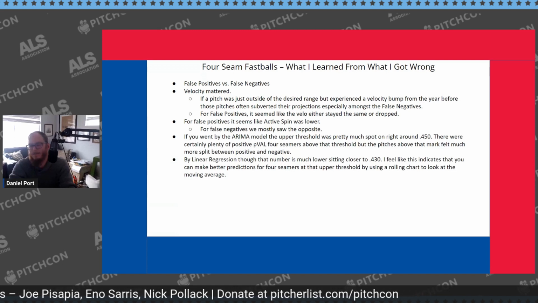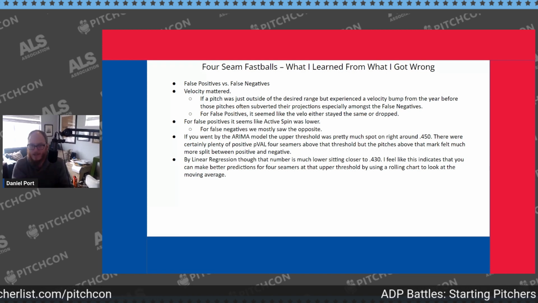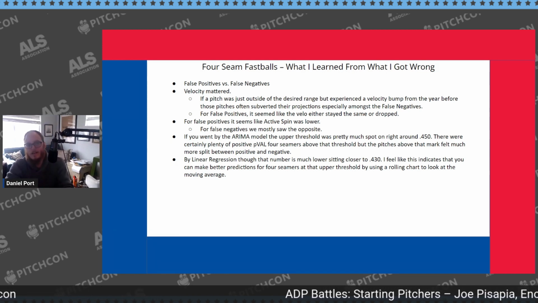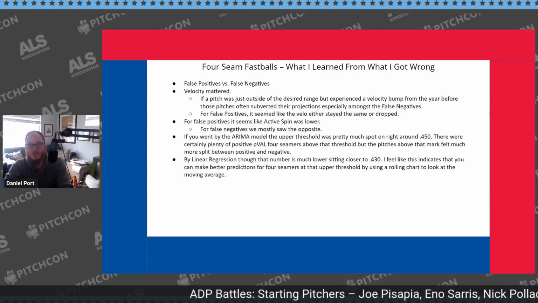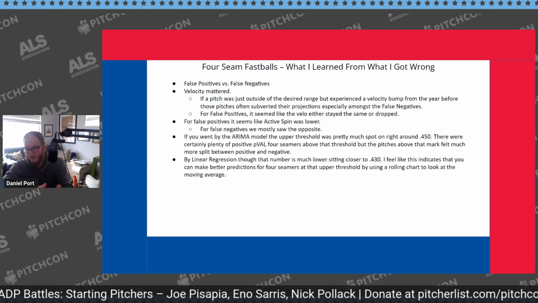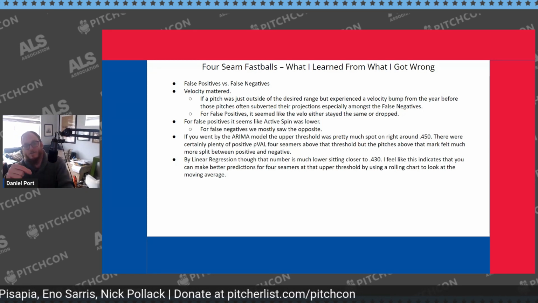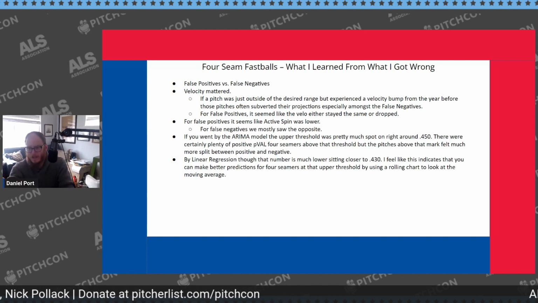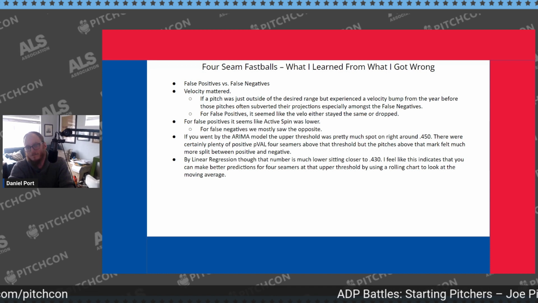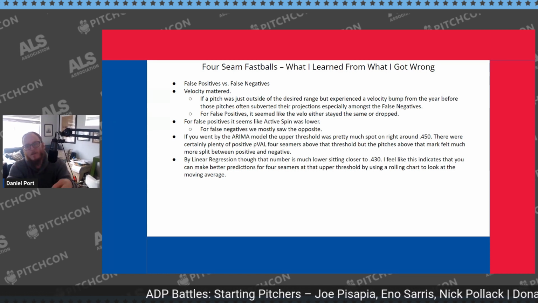And what I mean by that more is not just velocity in terms of like, do they throw 97? It's more, did their velocity change from one year to the next? If I look at, say, a pitch that was just outside of the desired range, but experienced a velocity bump, it saw a bump from 2021 to 2022 in velocity, those pitches often subverted their projections. I would look at that and say, okay, so you made a massive improvement in one of the other factors that goes into p-val.